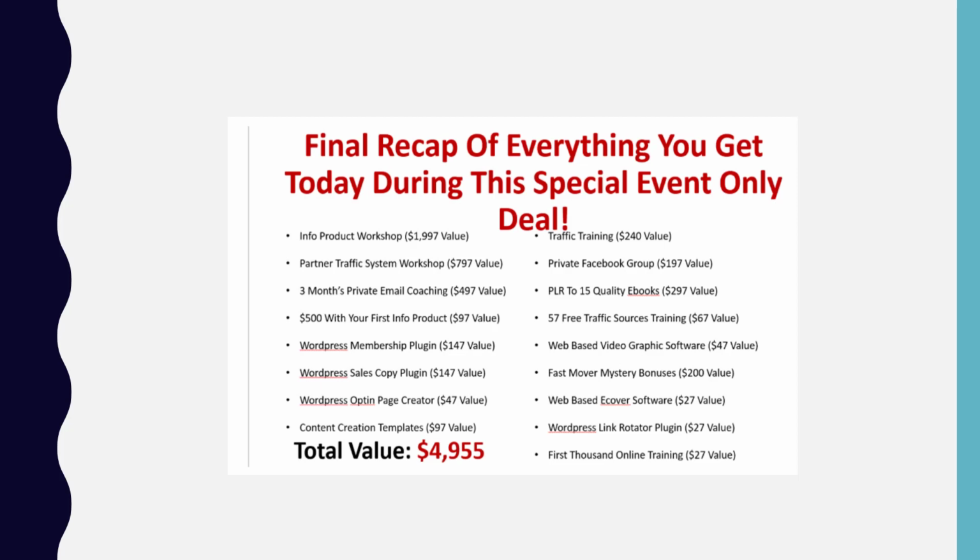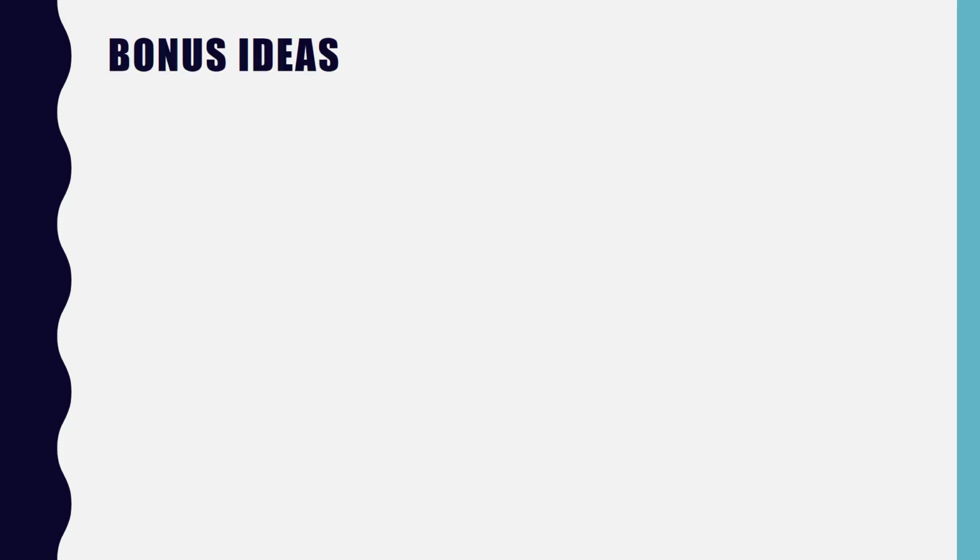And you'll notice, again, I use bonuses when I'm selling on webinars. This one right here is the final recap of everything you get today during the special event only deal. You've got the main info product workshop, which sells for $19.97. Partner traffic system bonus, 3 months email coaching, $500 with your first info product, WordPress membership, and then you go on down the list of the bonuses. By the end of it, you've stacked the value to where it's $4,955. And when I hit them with the price point of $497 or $997, that's pretty attractive to them. It's a very attractive thing to do. So stacking the value, adding in your bonuses, is really important.